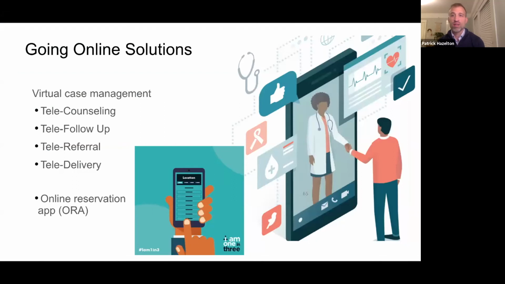I also wanted to highlight going-online solutions, especially in the COVID-19 context. We're seeing increasing expansion of going online for KP services. This is an example from the EPIC central mechanism, which has deployed an online reservation app that includes components like virtual case management, as you can see here, telecounseling, tele-follow-up, referral, and delivery. And it's not a proprietary system. It's a system that local partners also have the opportunity to take up, and it has the opportunity to seek country ownership. So it's meant to be low cost and relatively easy to deploy in a variety of settings.